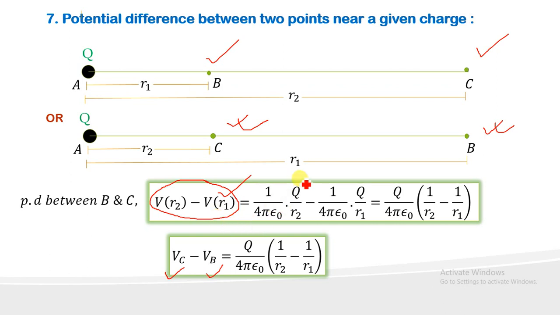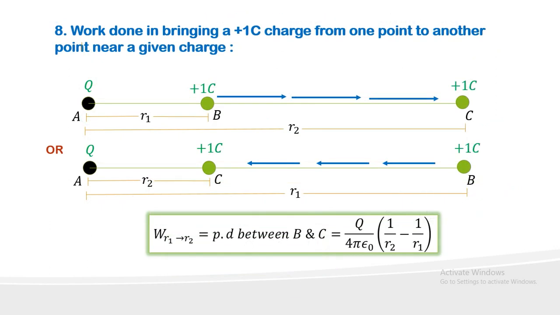We have the separate expressions for electric potential at a distance r2 and at a distance r1. Just substitute them and take common Q by 4 pi epsilon naught, it becomes Q by 4 pi epsilon naught, 1 by r2 minus 1 by r1. So the potential difference between 2 points you can write as Q by 4 pi epsilon naught, 1 by r2 minus 1 by r1. Okay, and this is point number 8.